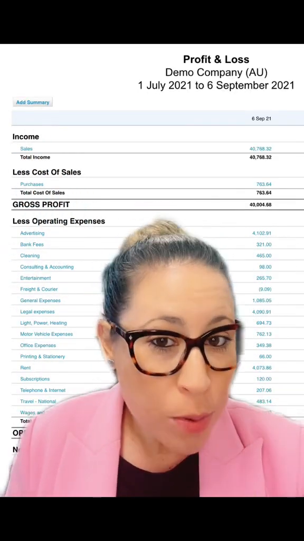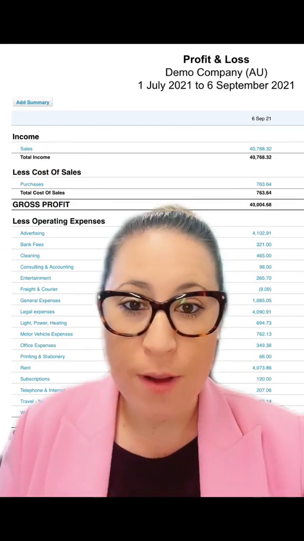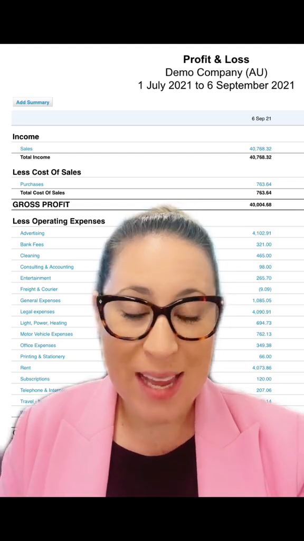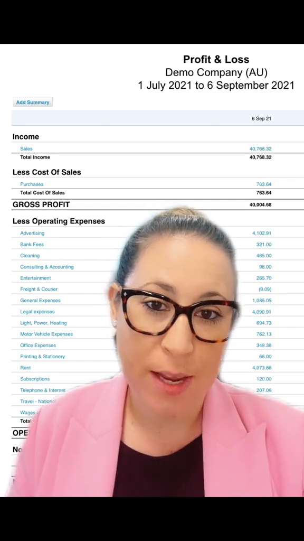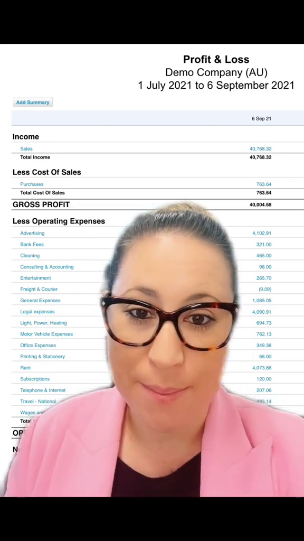Often referred to as top line, revenue, turnover, sales. It's how much you're getting from your customers. If you're registered for GST, you take the 10% off, and that's what that figure is up there.